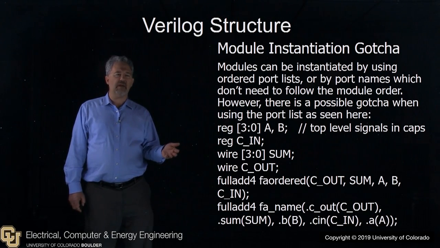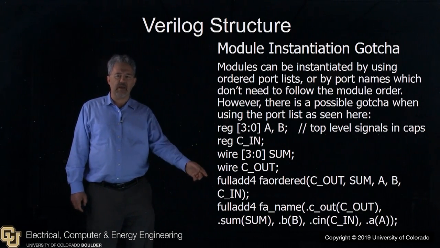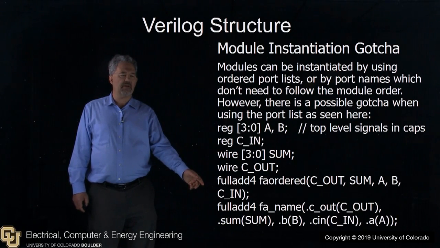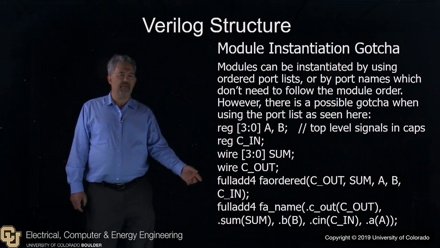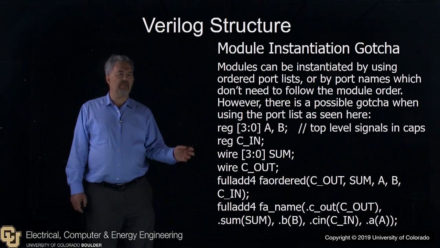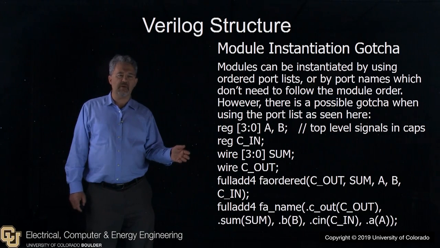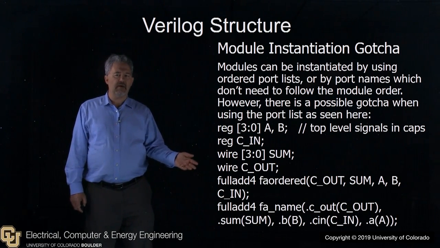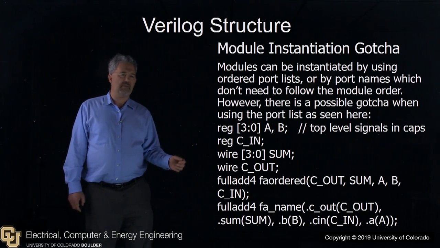In this case, if cout and sum have been swapped like they have been in this list from the previous definition, then those outputs are going to be wrong, as sum will not be sum, but instead it'll be carry out, and carry out will be sum. And you're not going to get an error when this happens.